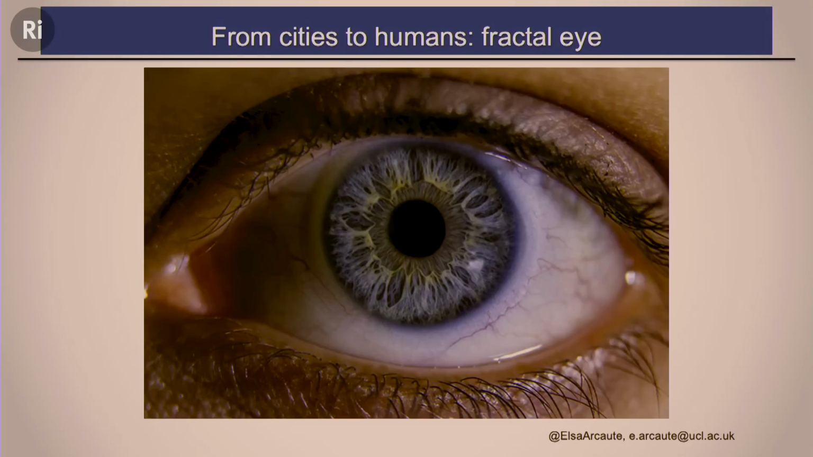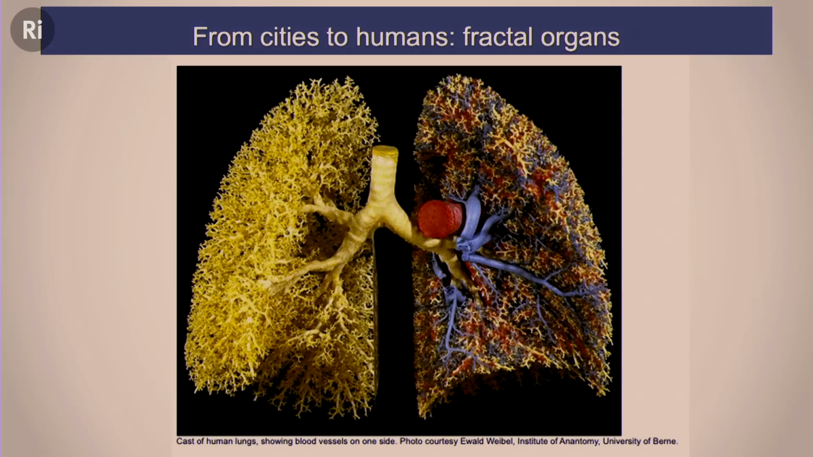So we went from the landscapes, from trees to leaves. Now let us go from cities to humans. When we look at humans, we see that, for example, the eye is also fractal. Our lungs are fractal, and if you turn around the lungs, you will see that it looks like a tree. So this is a very important morphology of the lung.